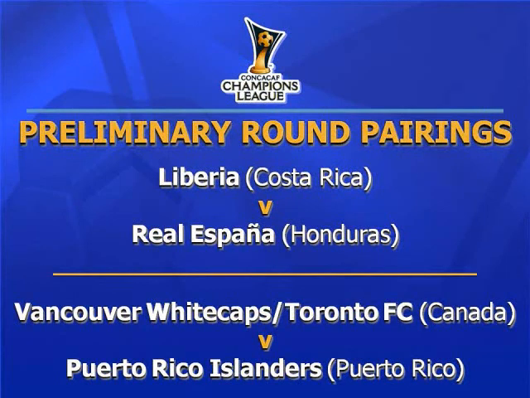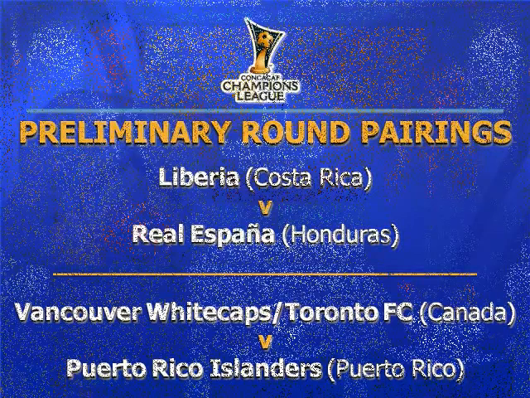Liberia of Costa Rica will tangle with Real España of Honduras, while either the Vancouver Whitecaps or Toronto FC of Canada will play 2009 semifinalist Puerto Rico Islanders. The preliminary round winners will advance to the group stage.